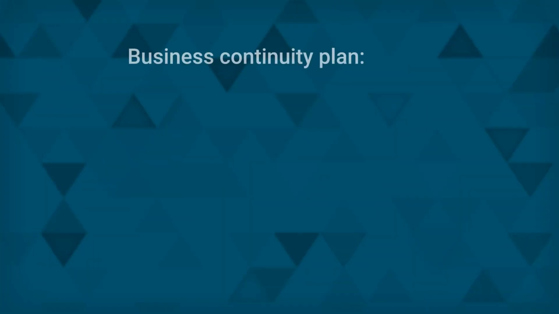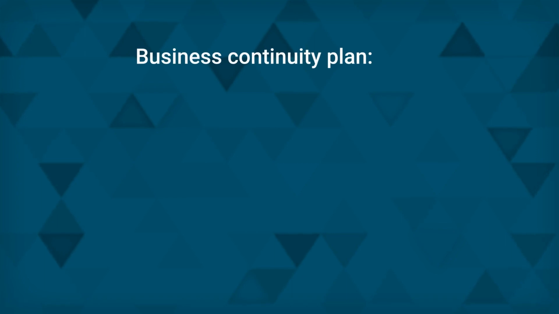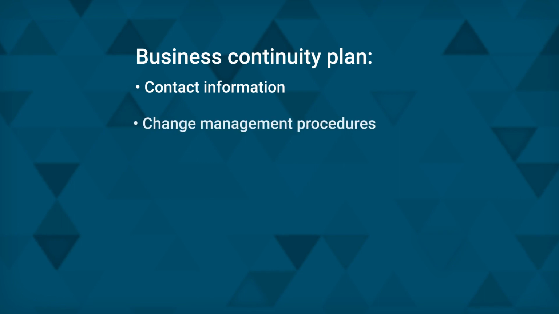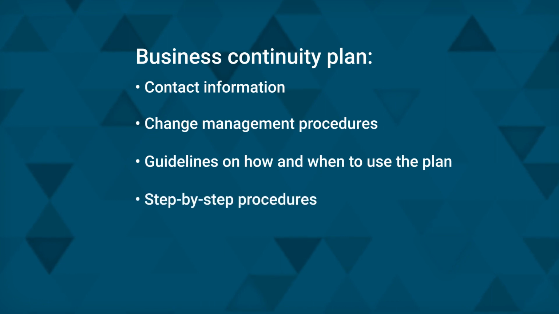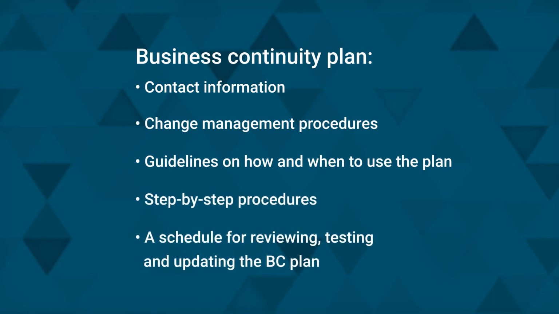So how does an organization begin building its BCDR plan? It's useful to break down the process into its BC and DR components. Your business continuity plan should contain certain elements like contact information, change management procedures, guidelines on how and when to use the plan, step-by-step procedures, and a schedule for reviewing, testing, and updating the BC plan.